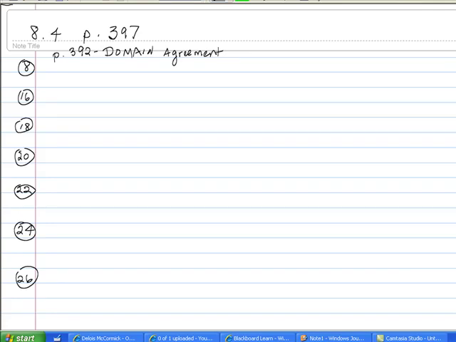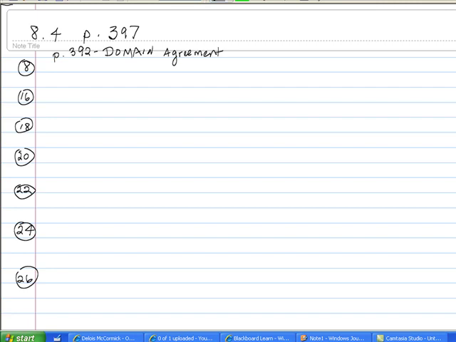Let's take a look at some sample problems on section 8.4. Before we begin, I just want to read you a statement that's found on page 392 in the textbook. This is an agreement on the domain.